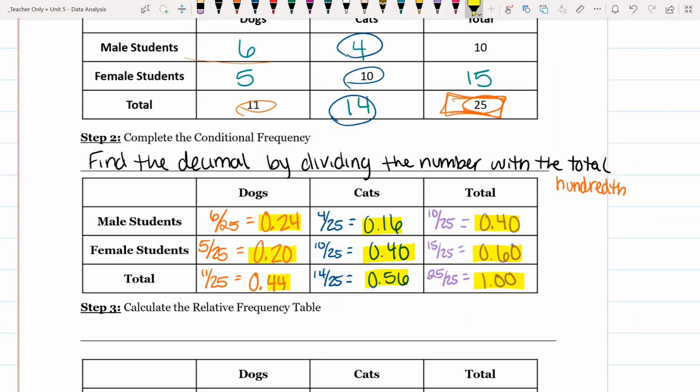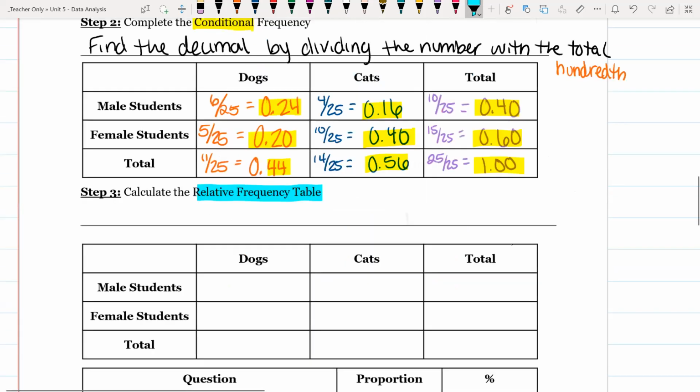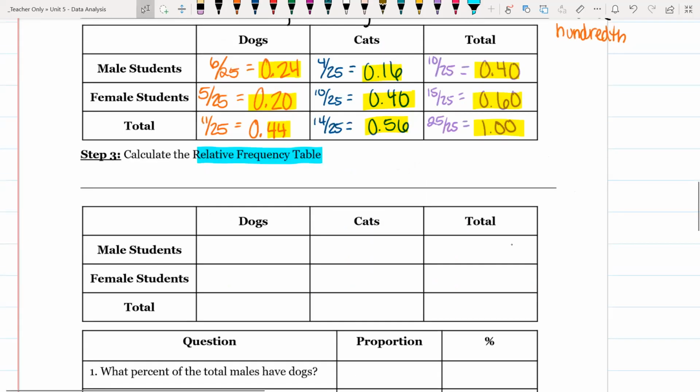So after we find our conditional frequency, now we want to find our relative frequency. So in order to find our relative frequency, we're going to simply change the decimals.